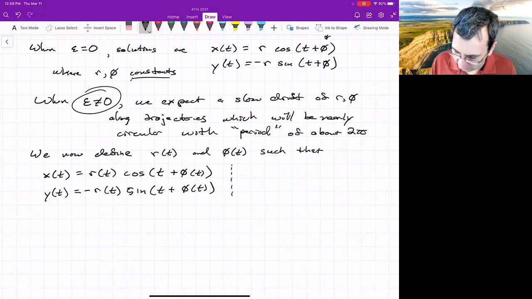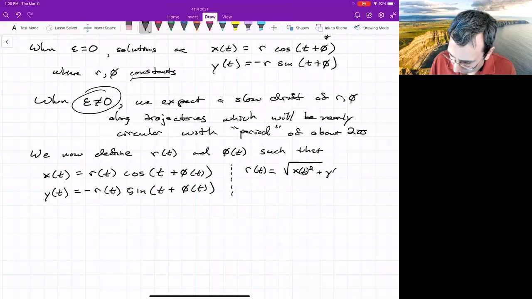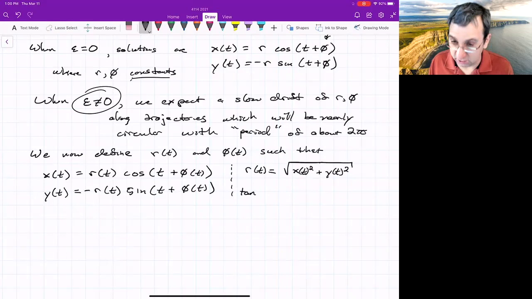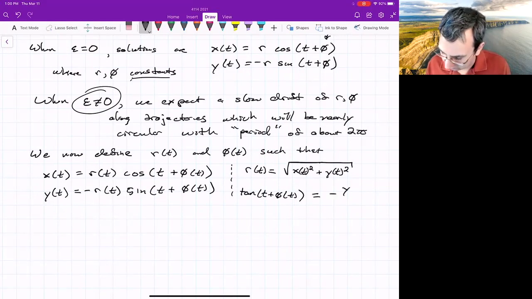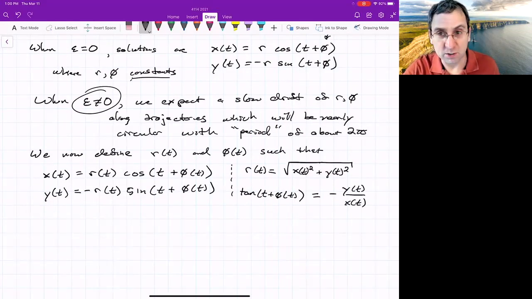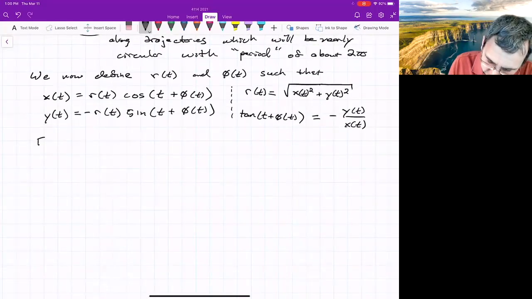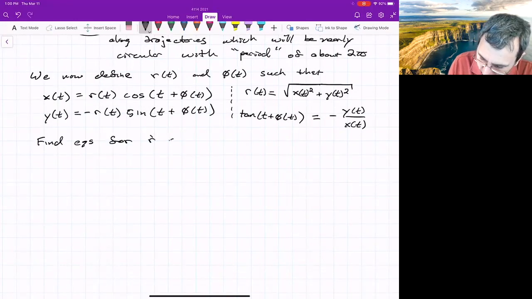So we're basically saying r is the square root of x squared plus y squared, and that tangent of (t plus phi) is a way to define that angle. And there's a negative sign because of the negative sign there. So this is y over x for the tangent. We'll find equations for r dot and phi dot. So how r and phi change in time.